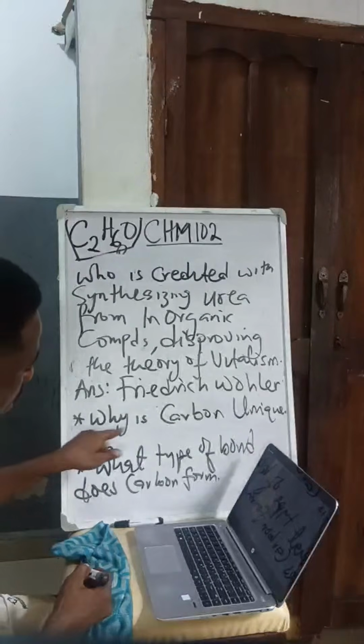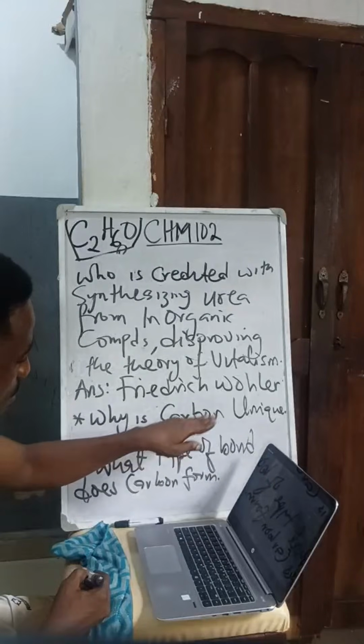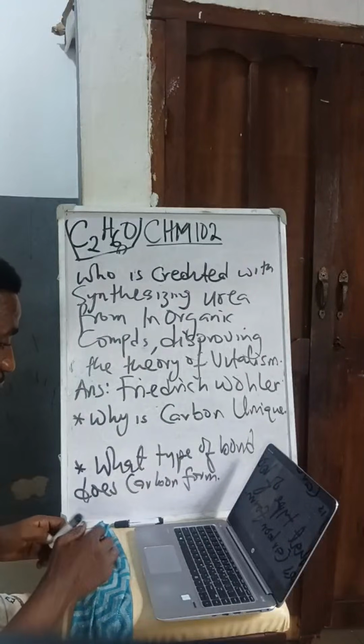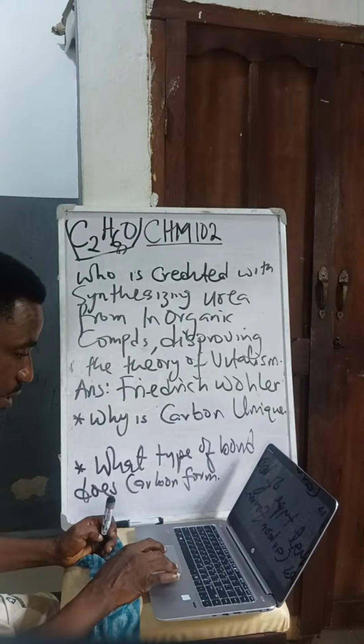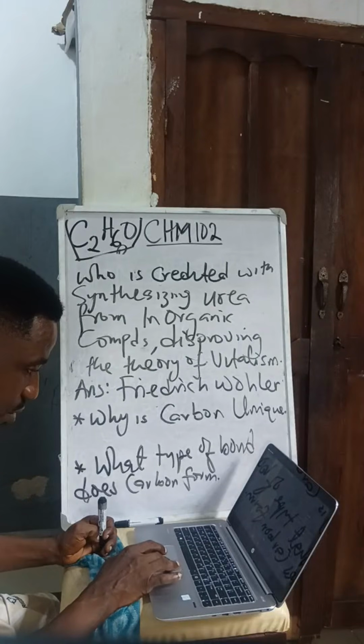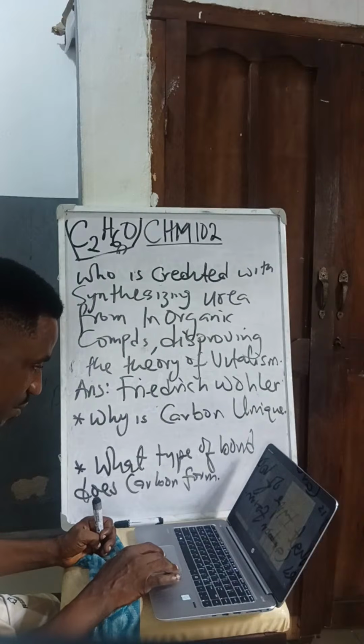Okay. Next question. Why is carbon unique? Carbon is unique because it can form covalent bonds. Yes, Anastasia, you are welcome. John So, you are welcome. Thank you. I can see you.